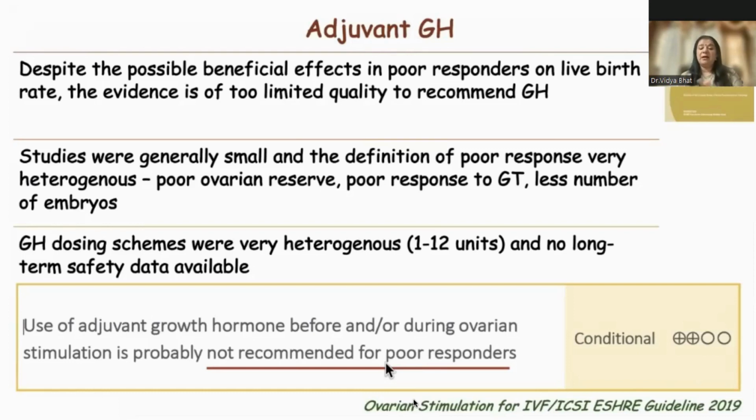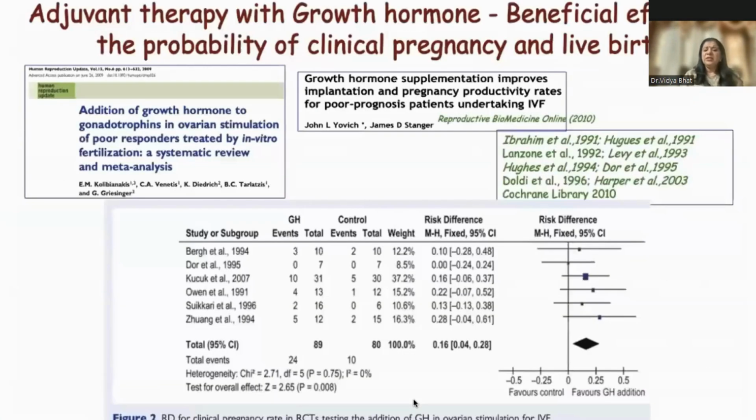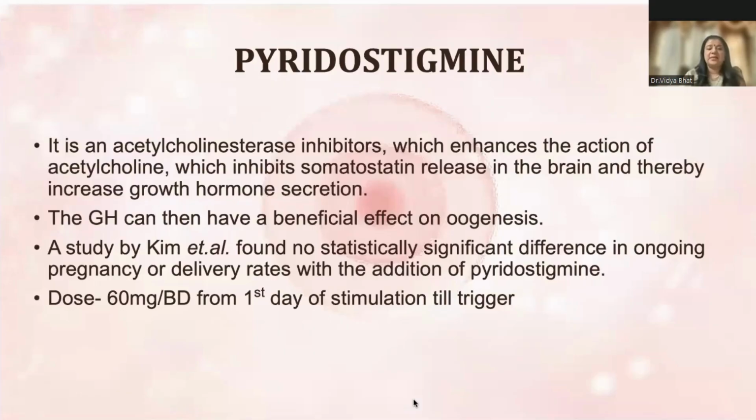And there was a paper saying that they do not recommend it for poor responders because they did not get any results. But this is our own paper, and when we gave growth hormone 4 milligrams daily from day 2 of the cycle up to the trigger, the number of oocytes retrieved and the pregnancy rate in poor responders were better. So this is another paper on growth hormone, showing beneficial effects: the probability of clinical pregnancy and live birth rates are better in IVF cycles.